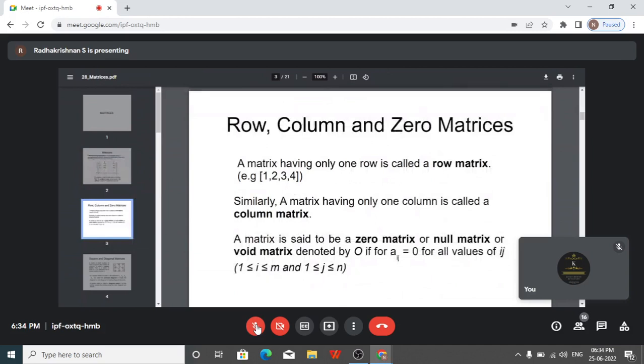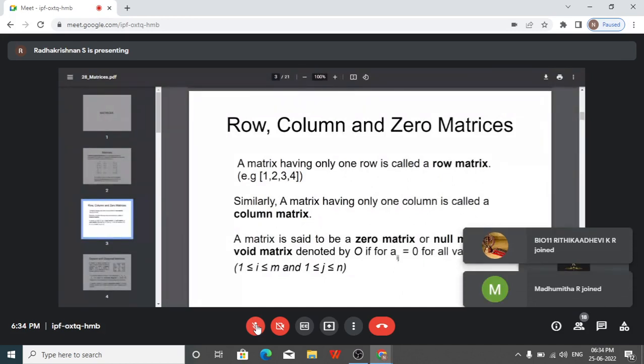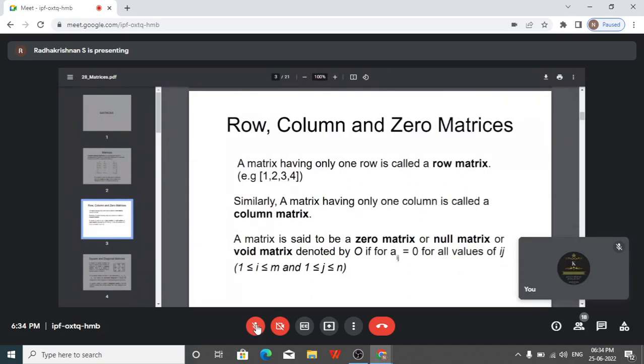So there are some special types of matrices. Row matrix, column matrix, and zero matrix. So there are more types, and we are going to talk about row, column, and zero matrices. Row matrix is ஒரே ஒரு row இருக்கிற matrix row matrix. For example, just got one row, 1, 2, 3, 4.